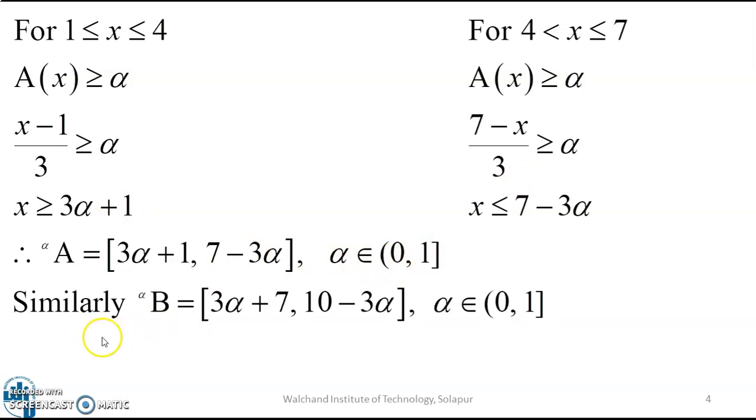In the same way, we can find the alpha cut of B as the closed interval [3 alpha plus 7, 10 minus 3 alpha], where alpha belongs to open 0 to closed 1.